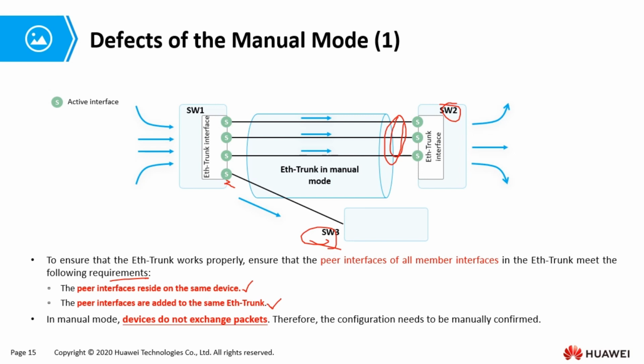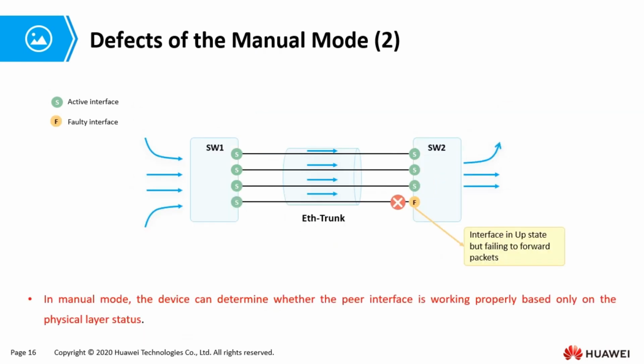Also, you have to remember that whenever you enable manual mode, the device will not exchange packets and negotiate, because every configuration is done manually. In manual mode, the device can determine whether the peer interface is working properly only based on its physical layer status, whether it is up or down.